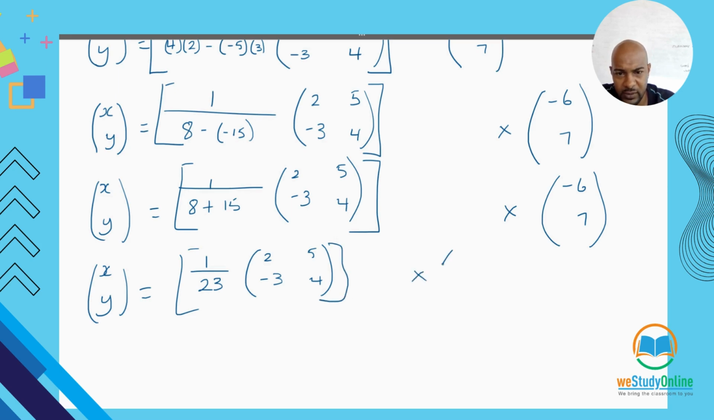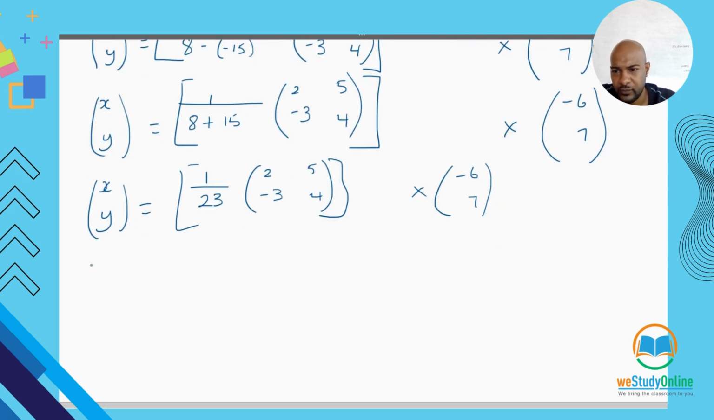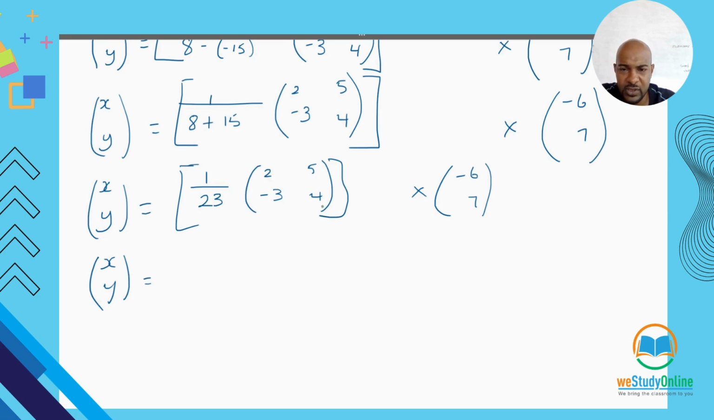And we have our negative 6, 7 on this side, right? So far we didn't really do anything other than find the inverse, right? So now we're going to multiply each of these numbers inside of the matrix by 1 over 23. The nice thing about this is because 1 is the multiplicative identity, I will just be putting 2 over 23, negative 3 over 23, 5 over 23, and 4 over 23, right? Because we have 1 multiplying by each of them.